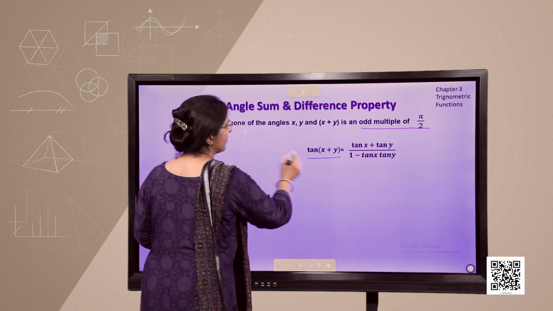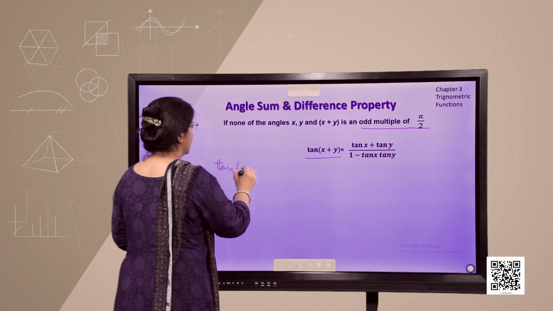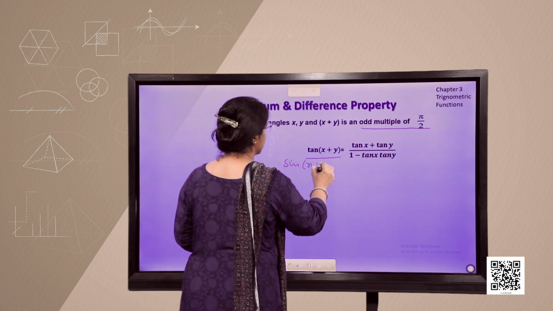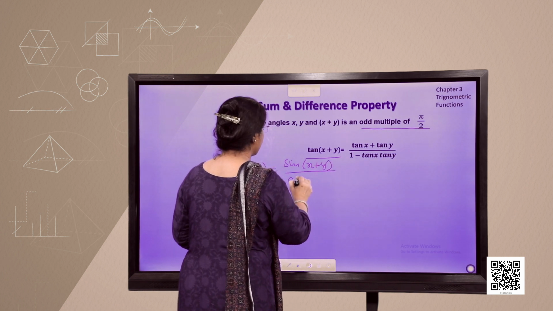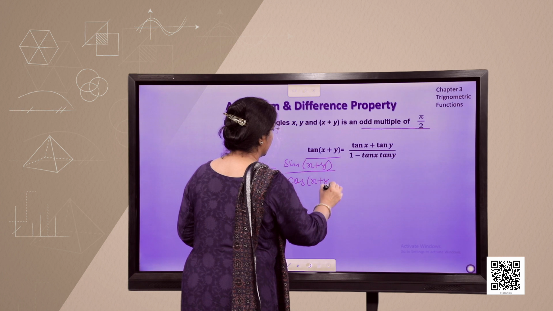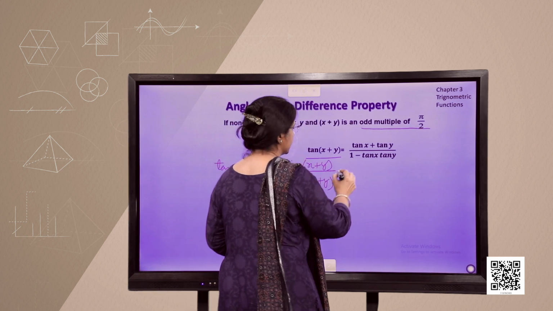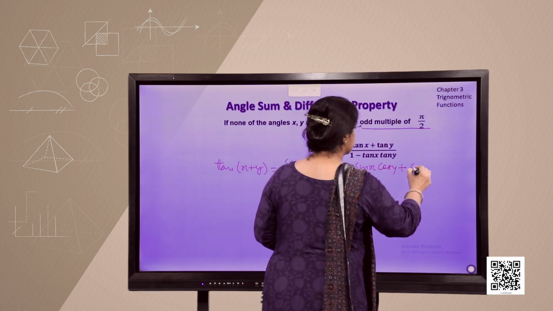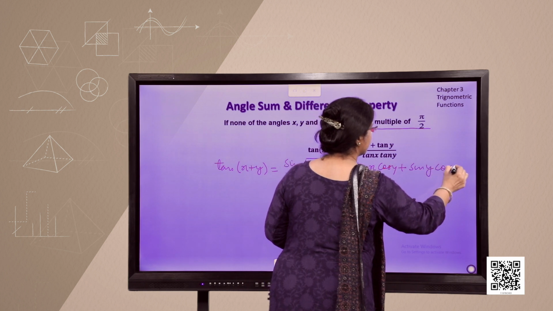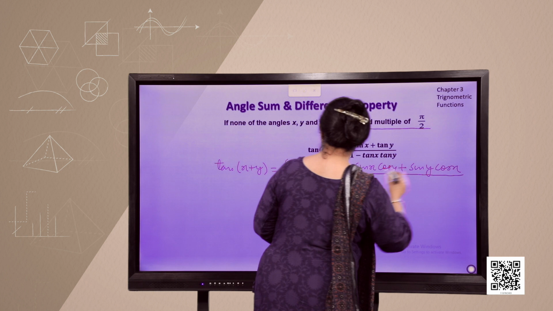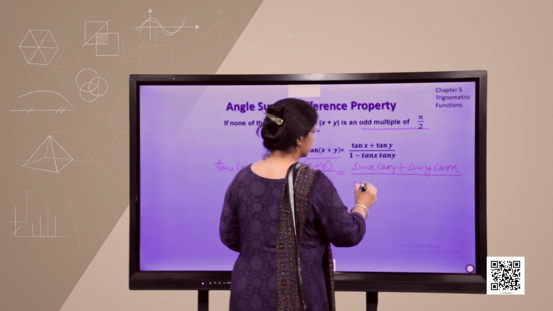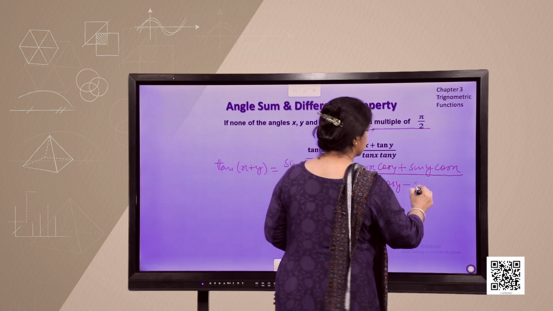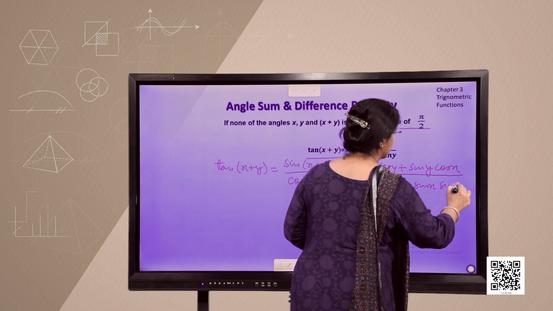Now, let us start the proof of tangent of x plus y. For proving tangent of x plus y, we need to write it as sine of x plus y divided by cos of x plus y. Now, sine of x plus y we have just proved, that is sin x cos y plus sin y cos x, divided by cos of x plus y. Expanding this, it will give us cos x cos y minus sin x sin y.